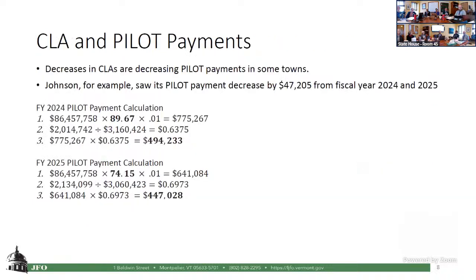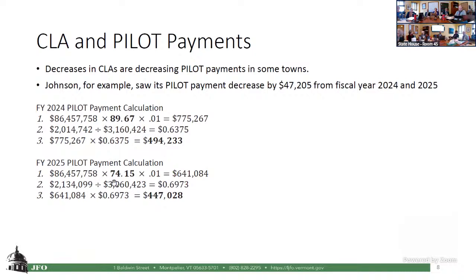So moving on to CLAs, I know there have been some examples of towns that have noticed that their PILOT payments have gone down, and I wanted to show how this operates. Johnson is an example. They host a Vermont State University campus. In fiscal year 24, their assessed value of state-owned buildings was $86 million. Their CLA was 89.67%, and when you work that through the calculations, their payment was almost $500,000.